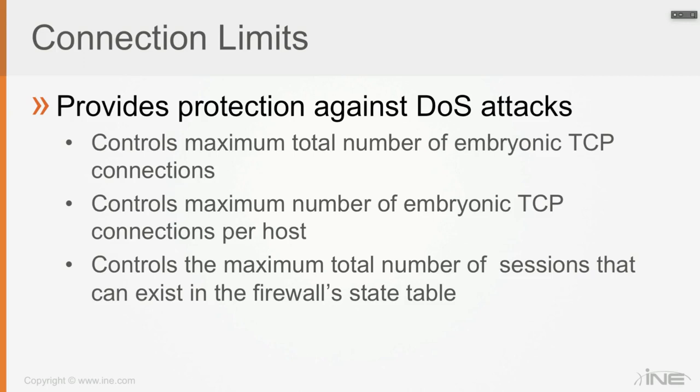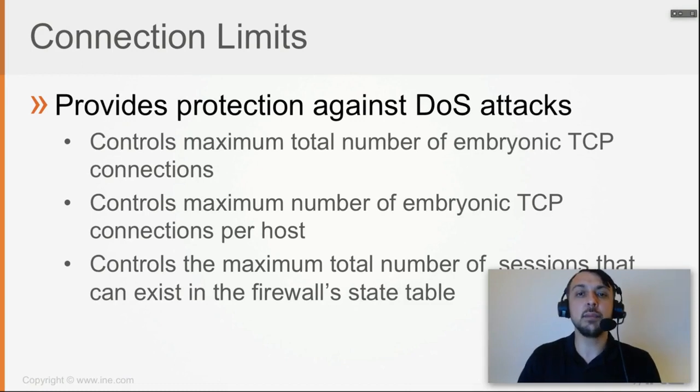It also controls the maximum total number of sessions that can exist in the firewall state table. So it doesn't matter if those are TCP, UDP, ICMP, doesn't matter which kind. The maximum total number of sessions. Because of course the firewall has limited memory. The firewall cannot sustain millions of connections in the state table, right?